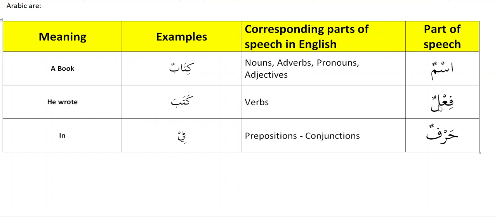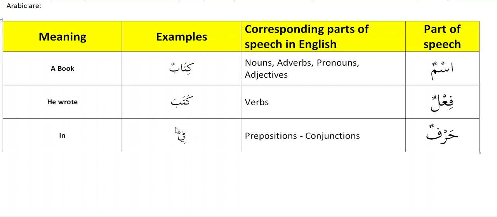An example of fi'l is kataba, which means he wrote. Harfun: fi. If we were to make a sentence out of this, kataba fi kitabin, that would be a proper Arabic sentence. So kataba means he wrote, fi means in, kitabin, we will change the tanween dhamma to kasra because of the fi. But that's Arabic grammar, we'll understand the reason why.